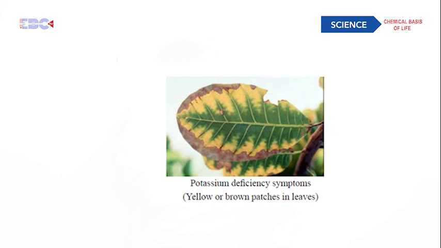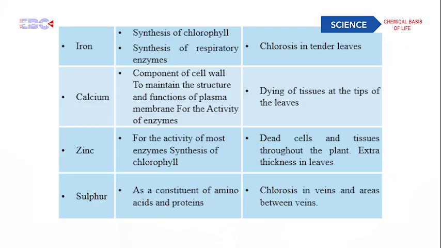Some deficiency syndromes are chlorosis in leaves, as I showed in a picture. Due to deficiency of potassium, you can see yellow and brown patches. It can also be seen in this picture clearly. Then the next element is sulfur. Sulfur is another constituent of amino acids and proteins. The symptom is chlorosis in veins. You can see chlorosis in veins and areas between the veins.